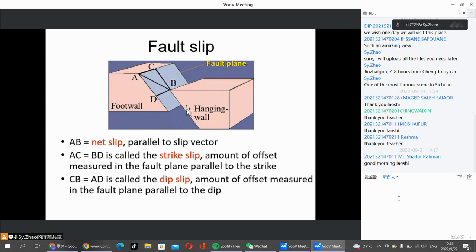And the length of AC and BD is the amount of the offset measured in the fault plane parallel to the strike. And if a fault displaces along CB or AD, we call it dip slip, which moves parallel to the dip. And the length of them are the amounts of offset measured in the fault plane parallel to the dip.